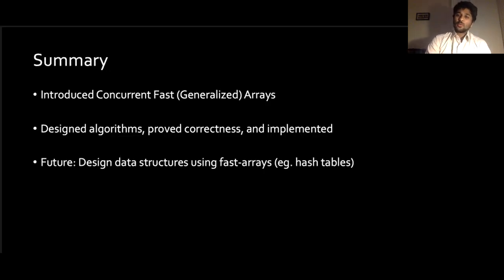In this work, we introduced the concurrent fast array and fast generalized array problems. Further, we designed algorithms for each of the problems, proved their correctness rigorously, and implemented fast arrays to show that these arrays can actually be efficient in practice. In the future, we look to use fast arrays in the design of other data structures and algorithms, such as hash tables.